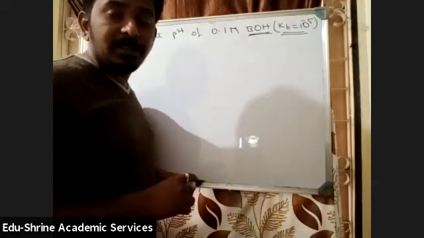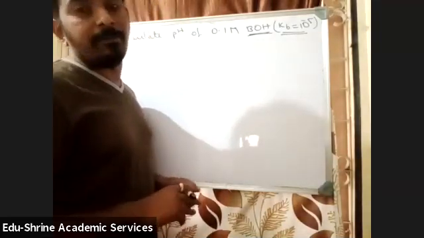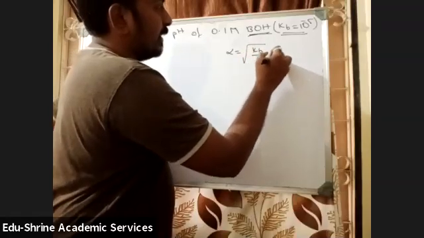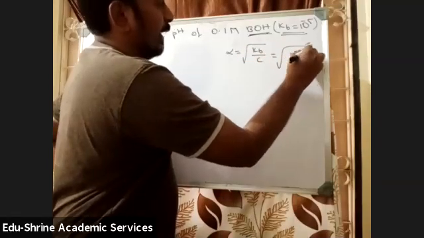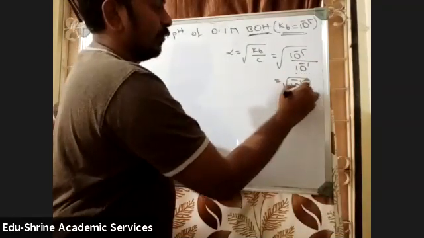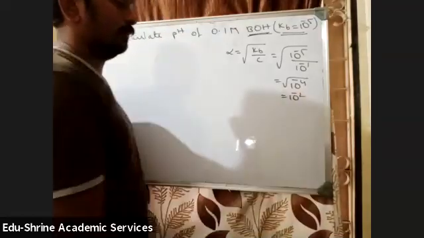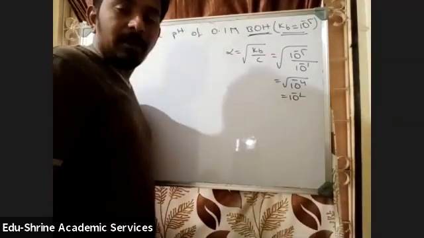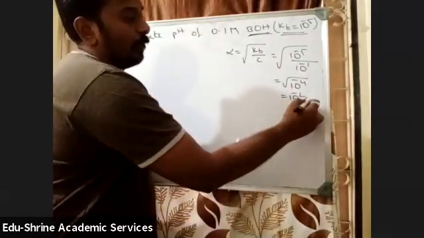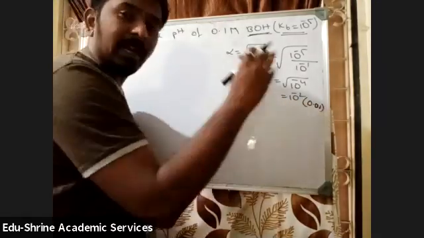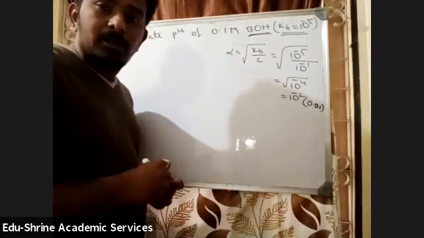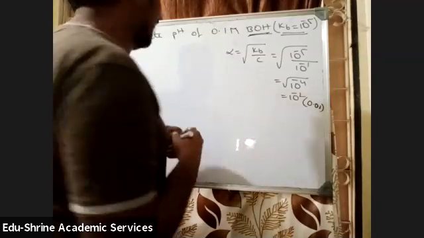Whenever it is a weak base, first you need to check for the value of alpha. Alpha is equal to root Kb by C. Kb value is 10 power minus 5, concentration is 10 power minus 1. So root 10 power minus 4, that is 10 power minus 2. You'll get the value of alpha is 10 power minus 2, that is 0.01. So you can neglect the value of alpha.